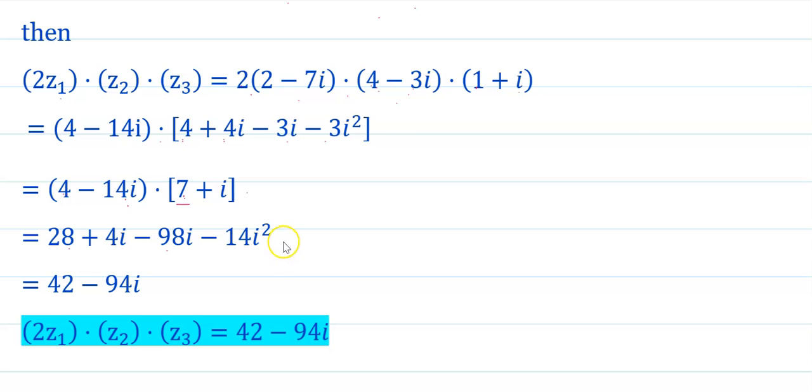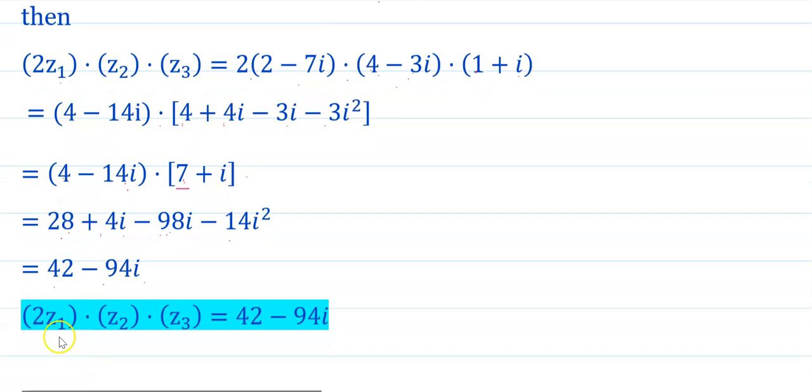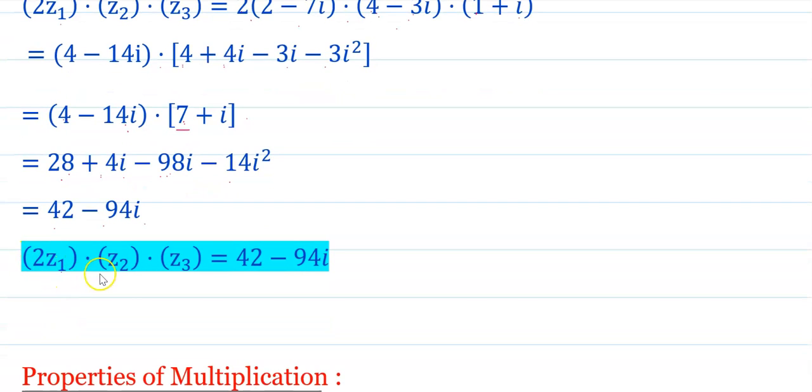Again i square is minus 1. And again this minus and minus will become plus. So here how much will you get? 14 and 28, their addition is 42. Next 4i minus 98i. Okay, plus 4 minus 98, then you are getting minus 94i. And hence 2 times Z1 dot Z2 dot Z3 is equal to 42 minus 94i.